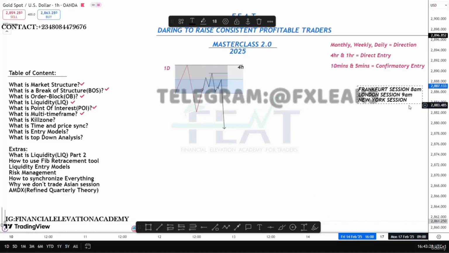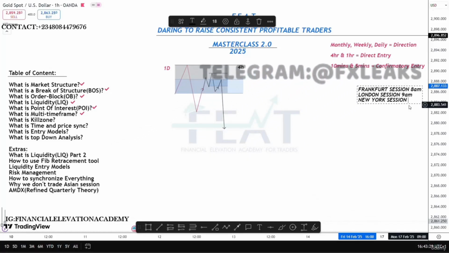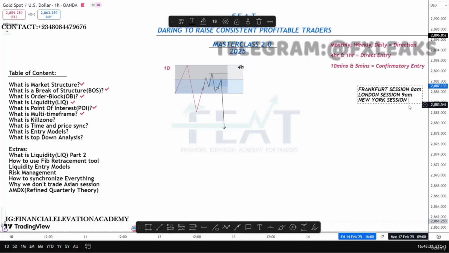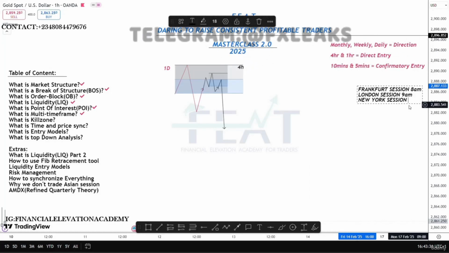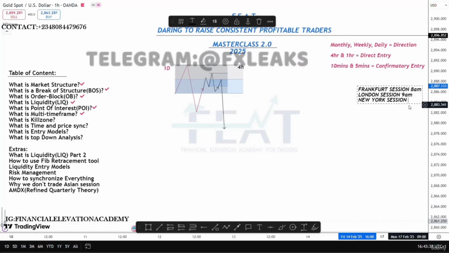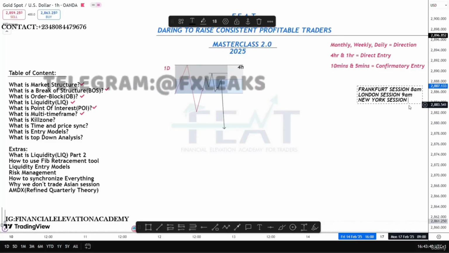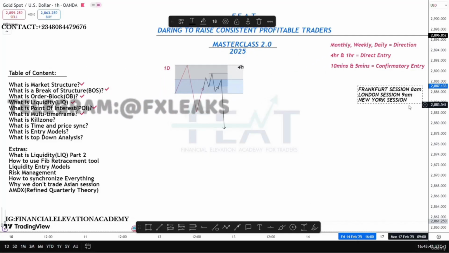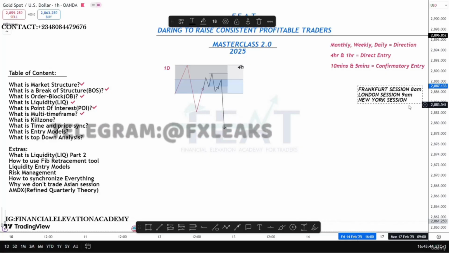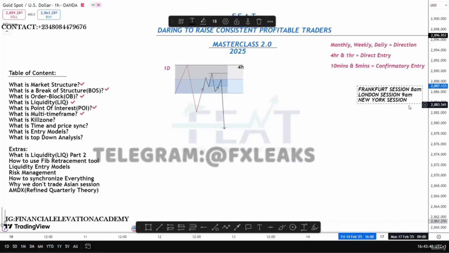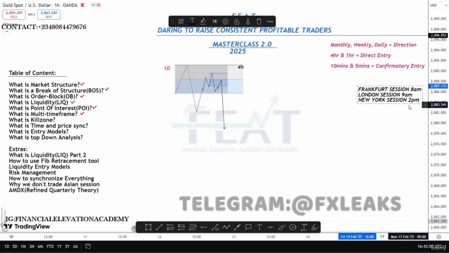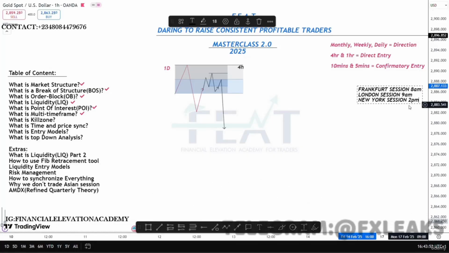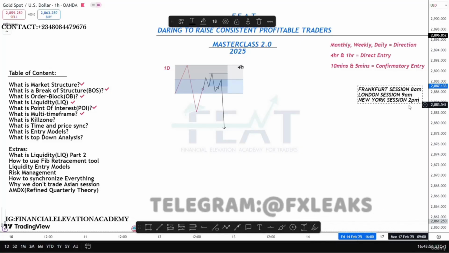Now the New York session currently opens in my time at 2 p.m. So the Killzone is 1 p.m., and 1 hour after the opening of the session is 3 p.m. So what that means is I'm looking for entry by 1 p.m., 2 p.m., and 3 p.m. Okay?